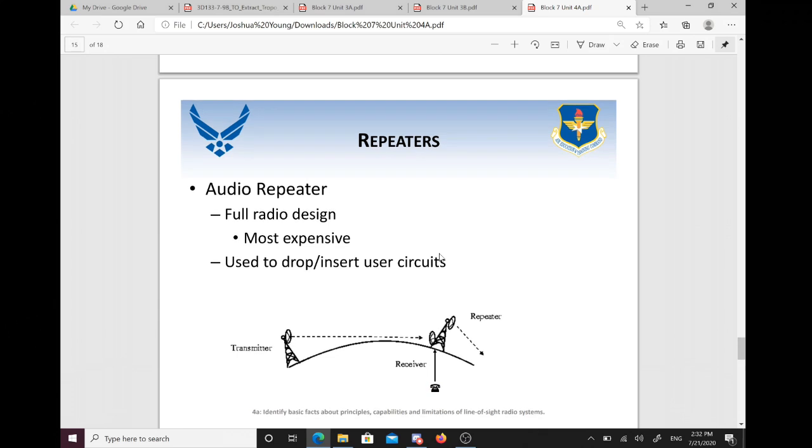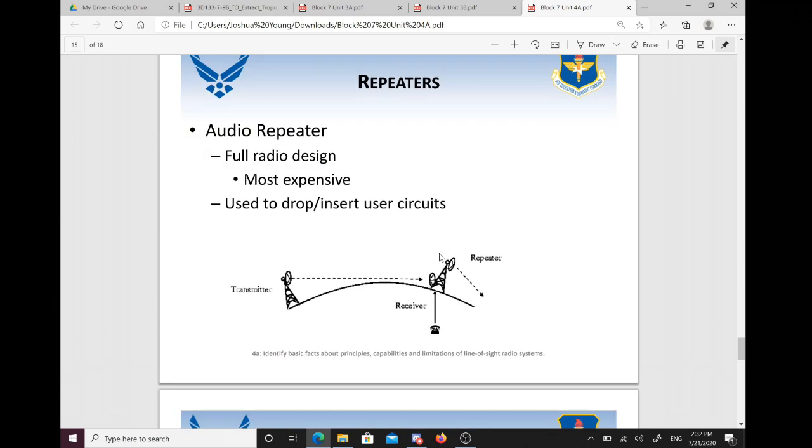And then lastly, of the repeaters, you have your audio repeater, which utilizes a full radio design. So you have multiplexer to the modulator to the up converter to the HPA, and then on the receive you have the LNA to the down converter to the demodulator to the demultiplexer. So it uses a full radio design. So it's the most efficient, but it's also the most expensive.